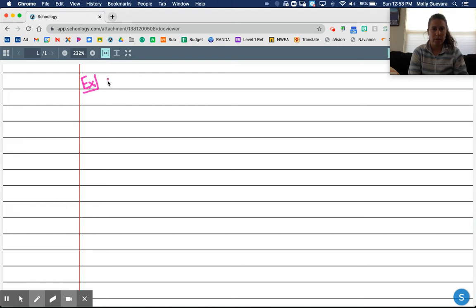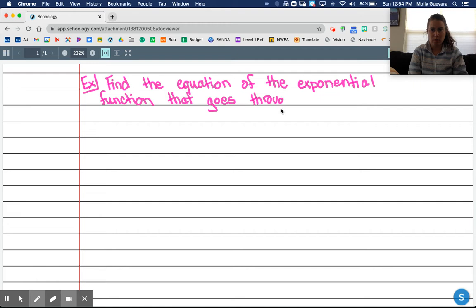Okay, so the example is: find the equation of the exponential function that goes through our 2 points, which are (1, 3) and (2, 4.5). So those are the 2 points that my equation goes through.